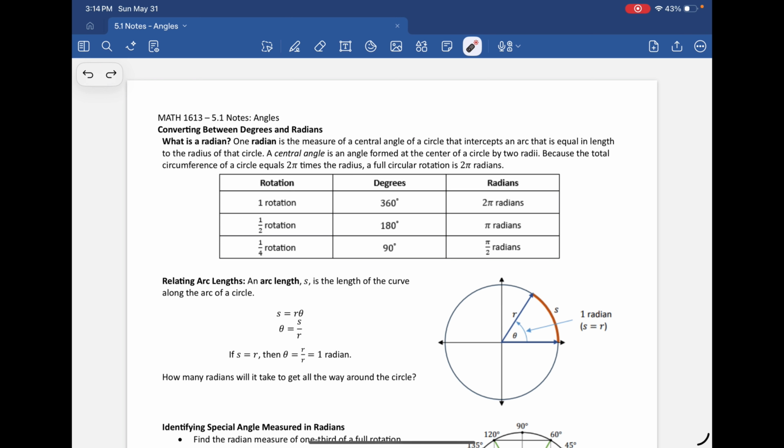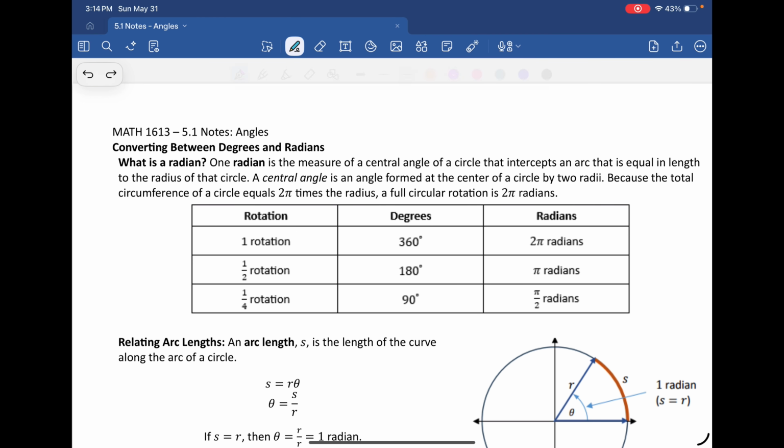This is one of the big ones I was telling you about, converting between degrees and radians. What is a radian? To keep it short, a radian is an angle measure that's based off of arc length instead of rotation. A radian is the measure of a central angle of a circle that intercepts an arc that is equal in length to the radius of the circle. Going back to previous math courses, a central angle is an angle formed at the center of the circle by 2 radii. So the vertex is on the origin, and 2 radii make the angle.